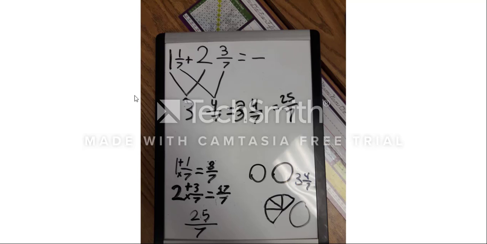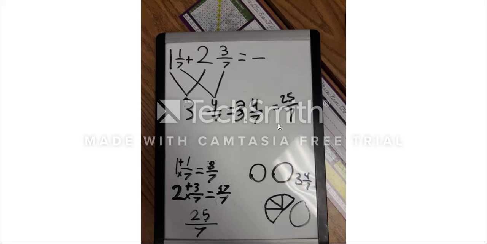At the bottom of her work, she was able to demonstrate the use of a different method that included turning a mixed fraction into an improper fraction. She multiplied the whole with the denominator and then added the numerator to find the improper fraction. She added both of the fractions to find a solution of 25/7.